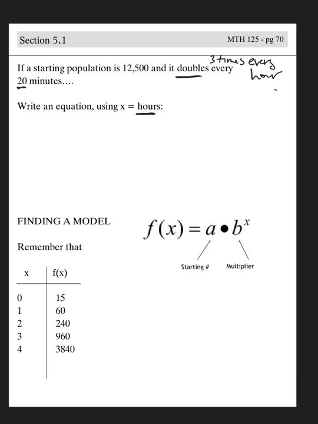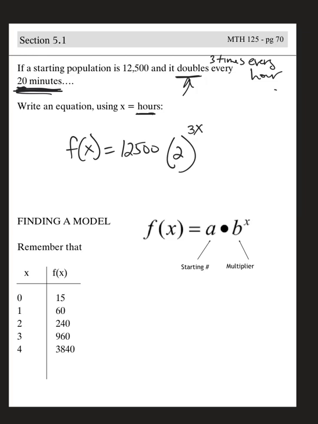How are we going to write that up? Let's put our f of x equal to the starting population times the multiplier raised to the power of 3 times every hour. You always have to figure out how this would relate to how many hours. Okay, so that's not too bad, and that's something that can happen.